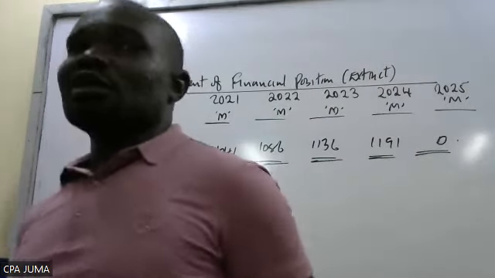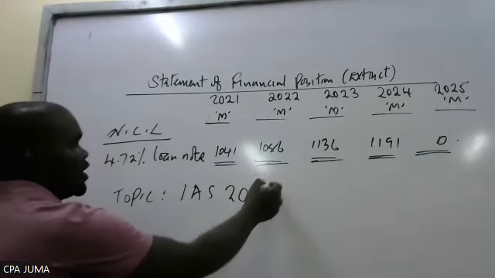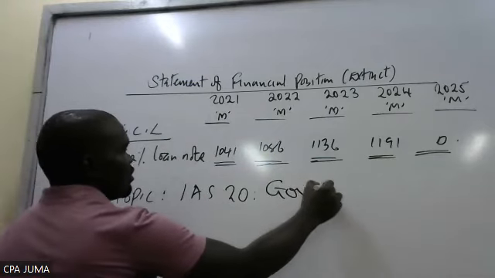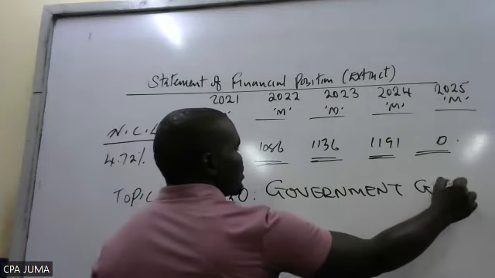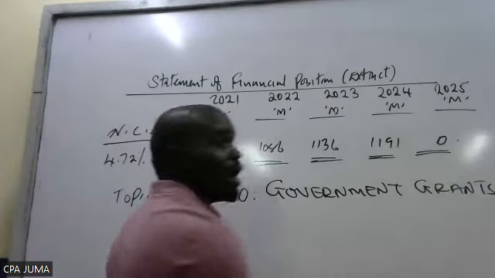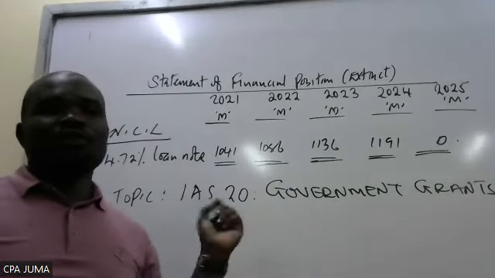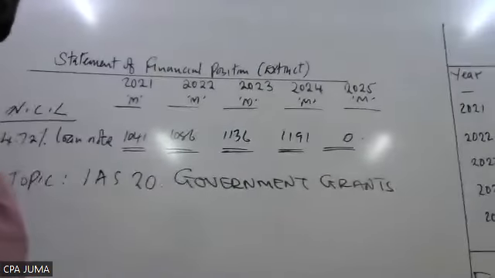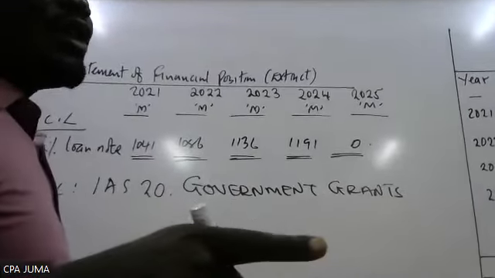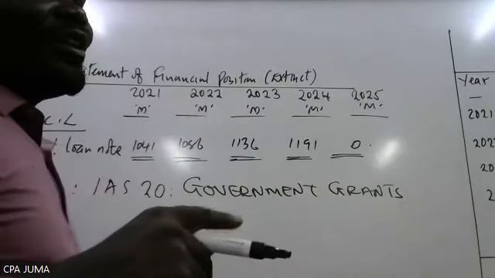Government grants. In your own understanding. So that's what we want to check. Government grants. And I hope you have the course outline. You are marking those topics as we move. So government grants. This is the course outline for this semester.